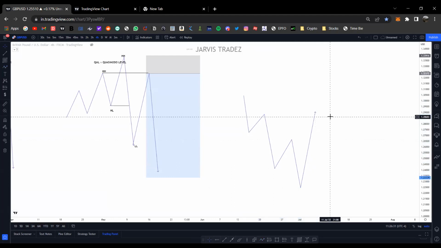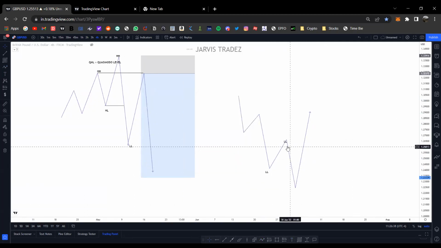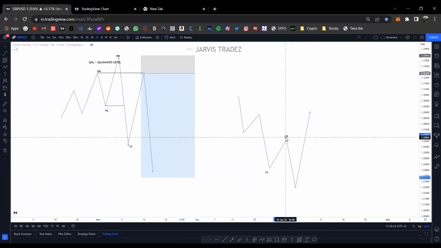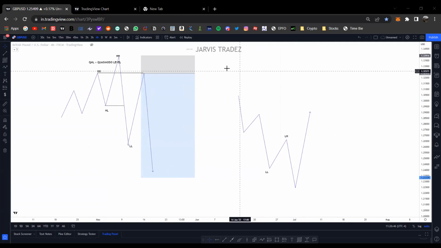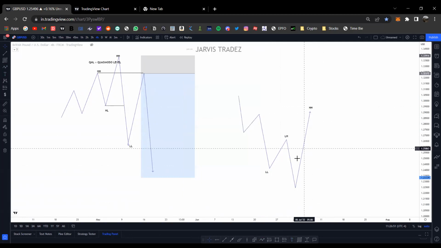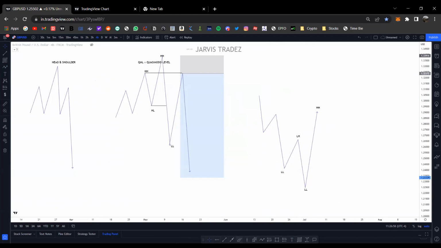Okay, so price made a lower low, lower high, here, and then another lower low here. So what happened here? Price made a lower low, lower high, lower low, then gave a BMS towards the downside, and we have a stop hunt here.